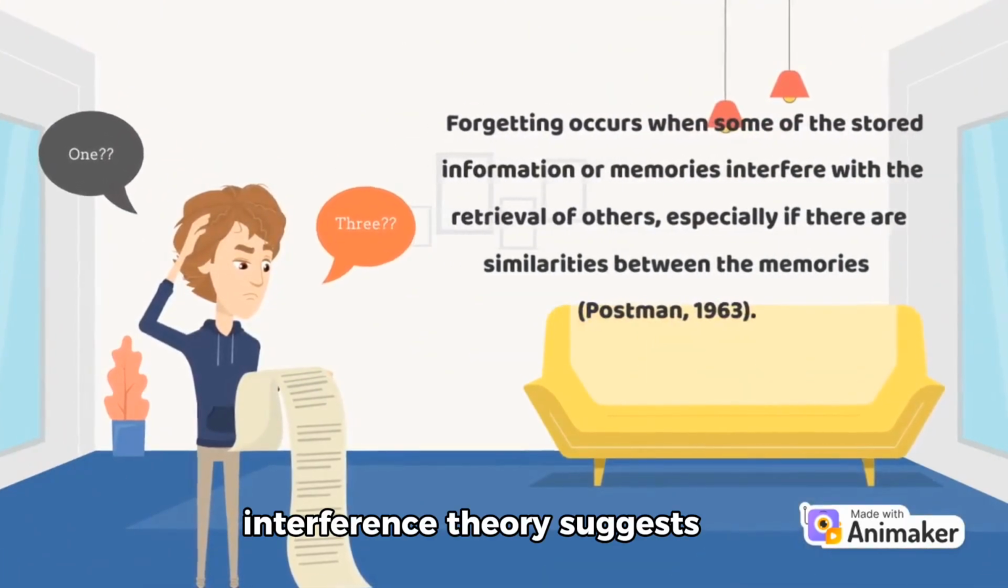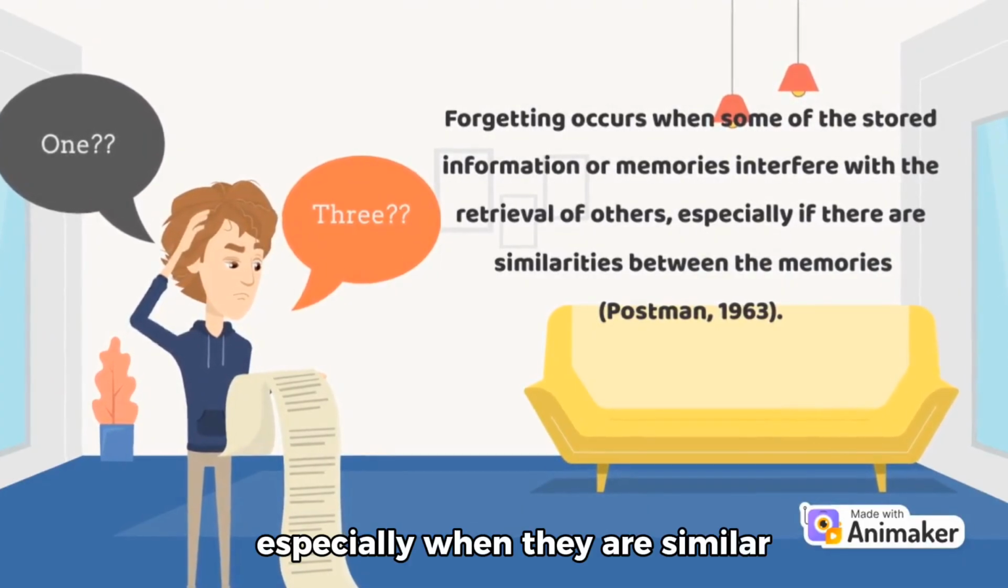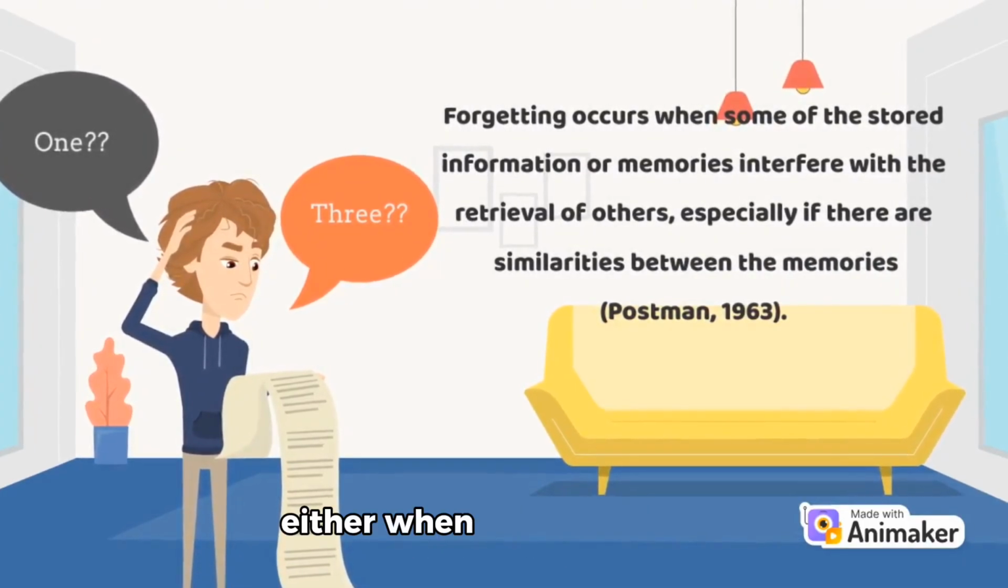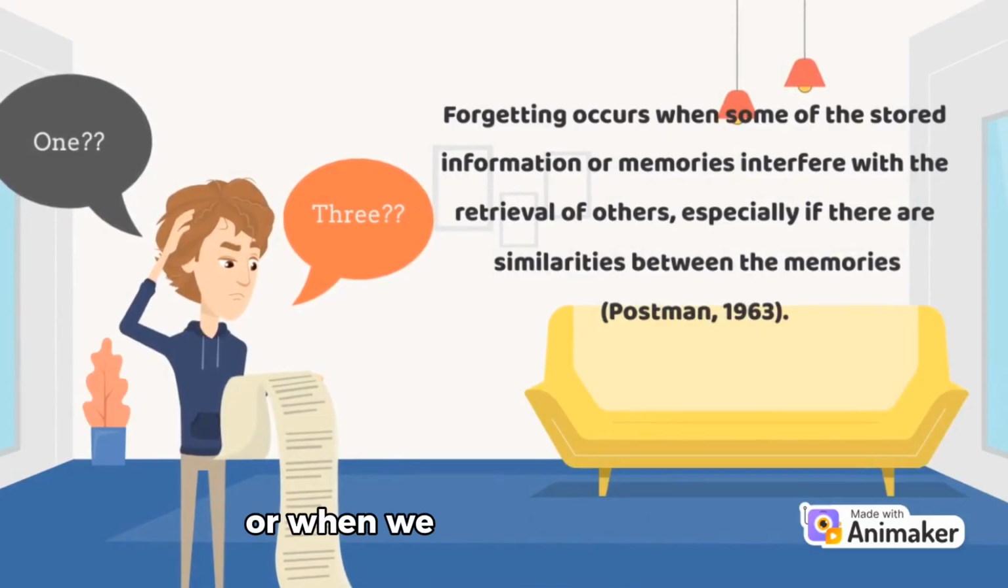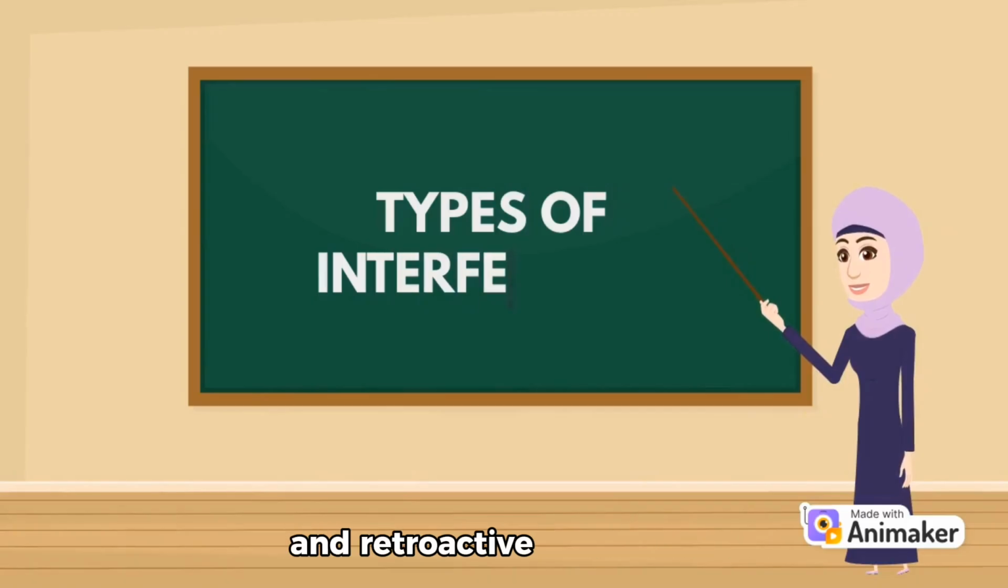Interference theory suggests that forgetting happens when different memories clash, especially when they are similar. It can happen either when we are trying to store information or when we are trying to retrieve it. There are two types of interference, which are proactive interference and retroactive interference.